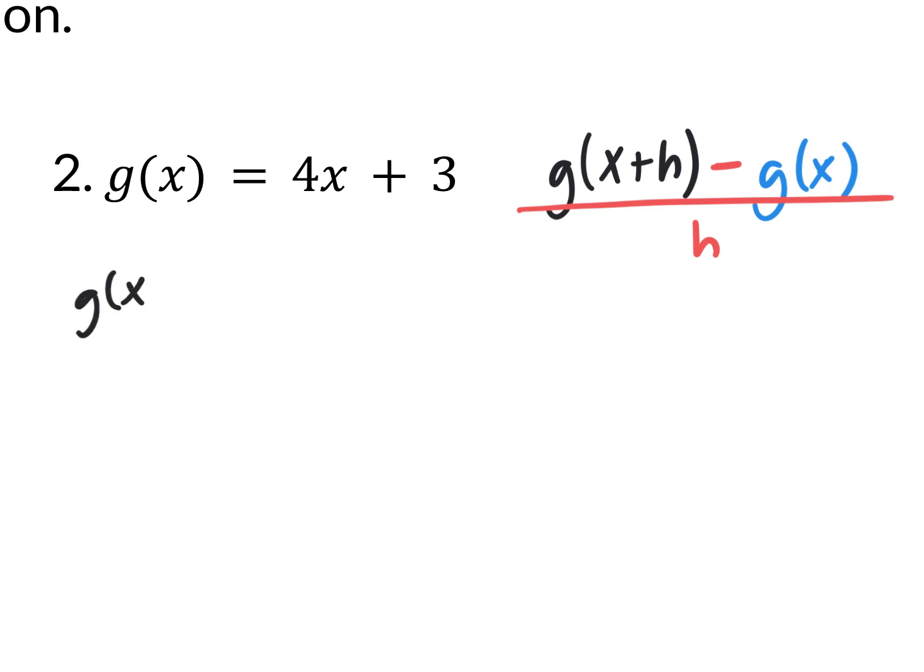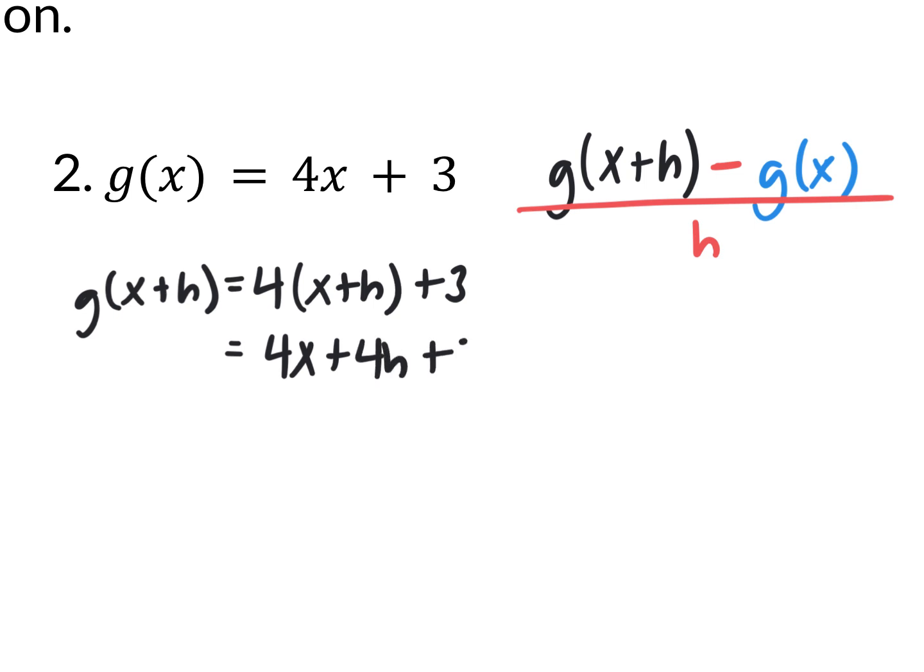If I want to find what g of x plus h is, that means I'm going to plug in x plus h where I see x, right? So this becomes 4 times x plus h plus 3. Okay, let's simplify that. If I distribute the 4, I get 4x plus 4h plus 3. That is just my function evaluated at x plus h. So technically this right here is my y value on my curve if my x value is x plus h.